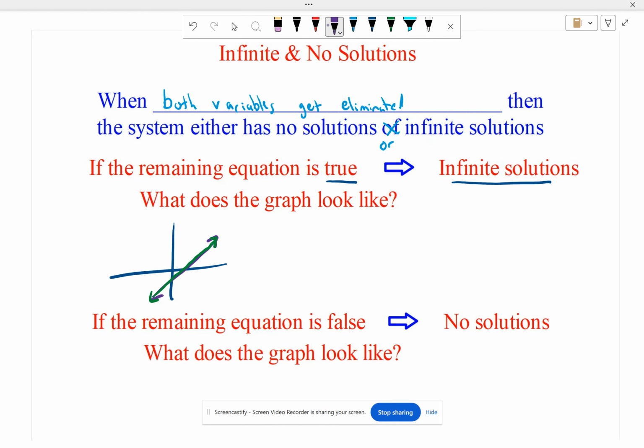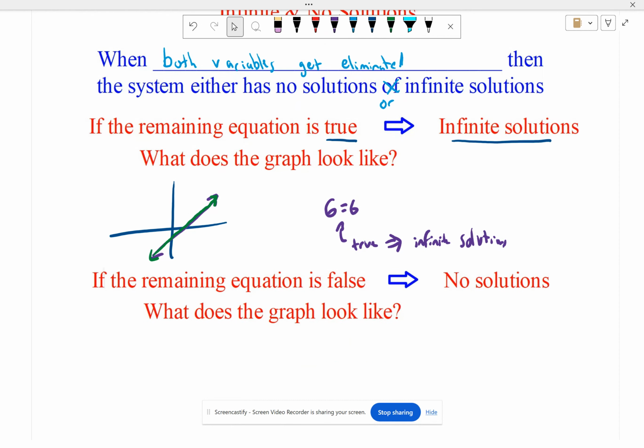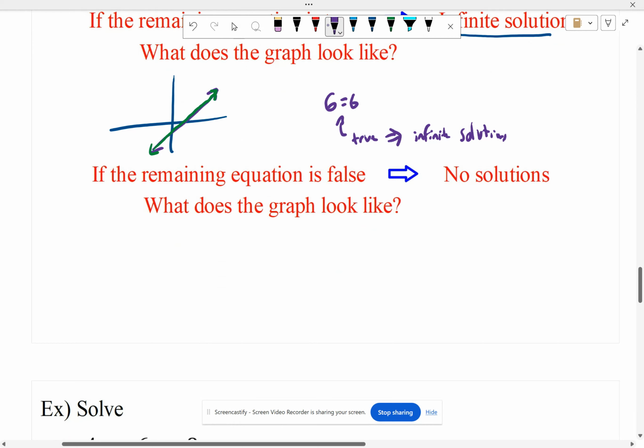So if at some point the x's and y's both cancel out and you get something like 6 equals 6, if that's true, which it is, then that means there's infinite solutions. If you get something that's false, like 6 equals 7, when the variables cancel out and you get a false statement, then there is no solution.